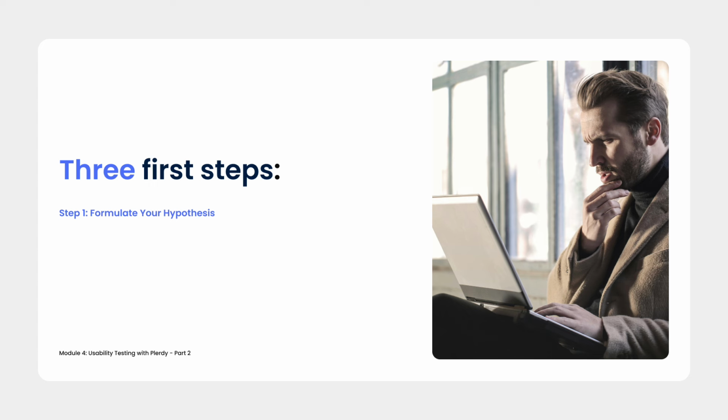Step 1. Formulate your hypothesis. First, identify what you want to change on your web page and why. For instance, if a button on the main page isn't getting enough clicks, consider changing its color or size. The purpose here is to test how such modifications might influence user behavior.